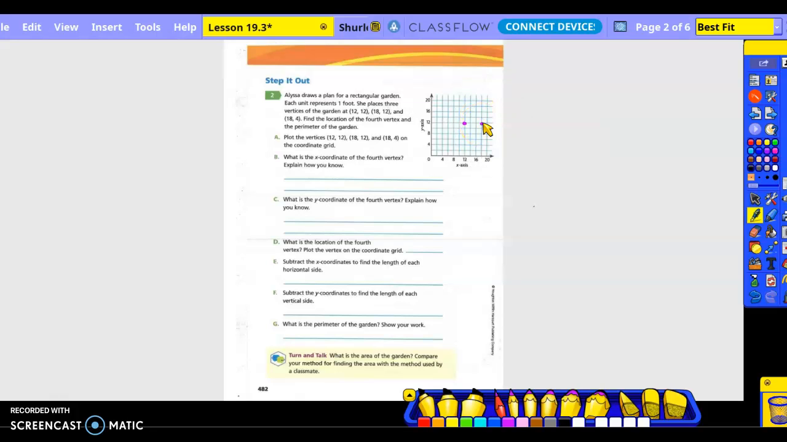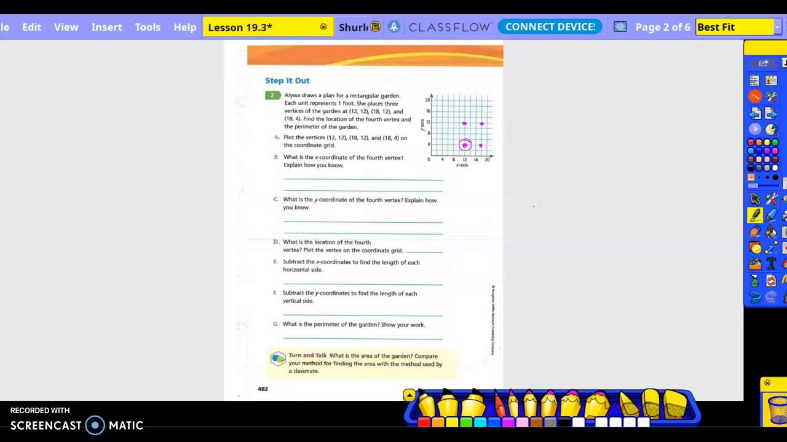Okay. Then my next one is 18, 4. So I'm going to go over to 18 to the right and up 4. So it says it is a rectangular garden. So my next one would be at what? 12, 4. Okay. And this is the one that was missing, right?